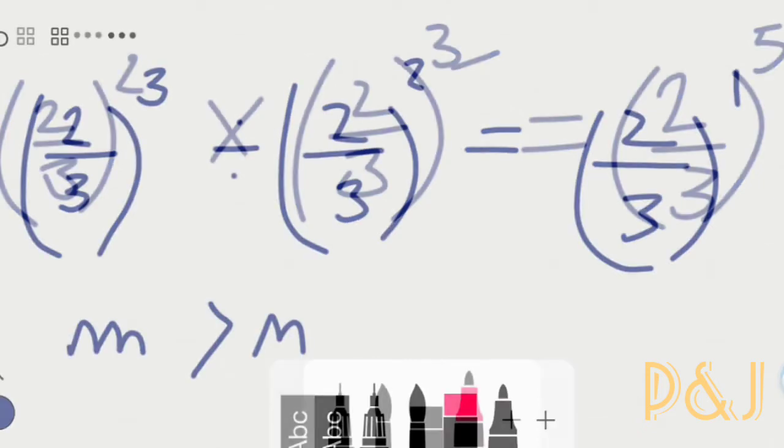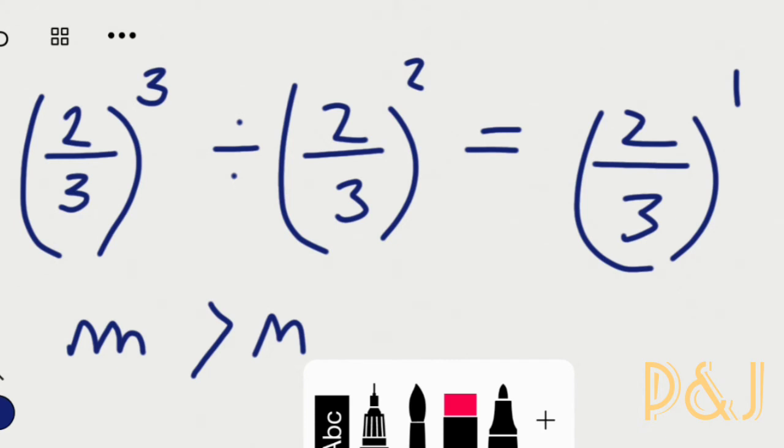So the next law is: if m is greater than n, then only this law will be applied. It is (a upon b) raised to the power m divided by (a upon b) raised to the power n is equal to (a upon b) raised to the power m minus n. And this is applied only when m is greater than n. So a upon b we have taken as 2 upon 3, m we have taken as 3 and n we have taken as 2.